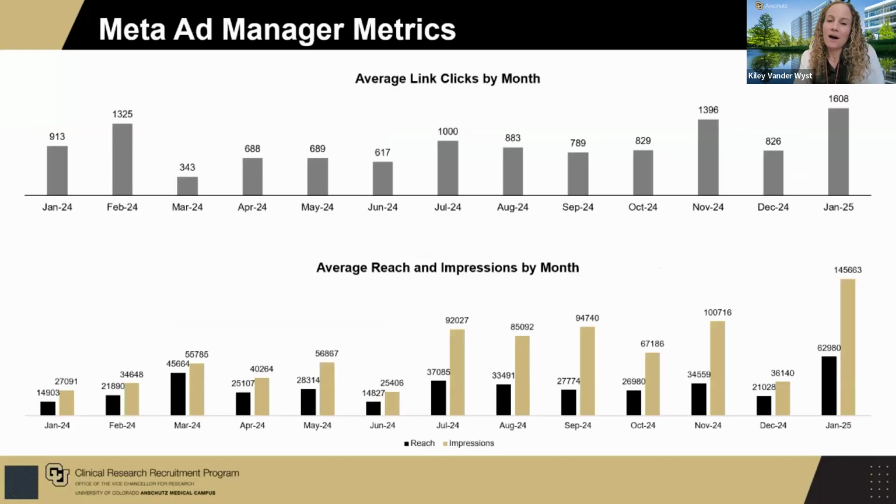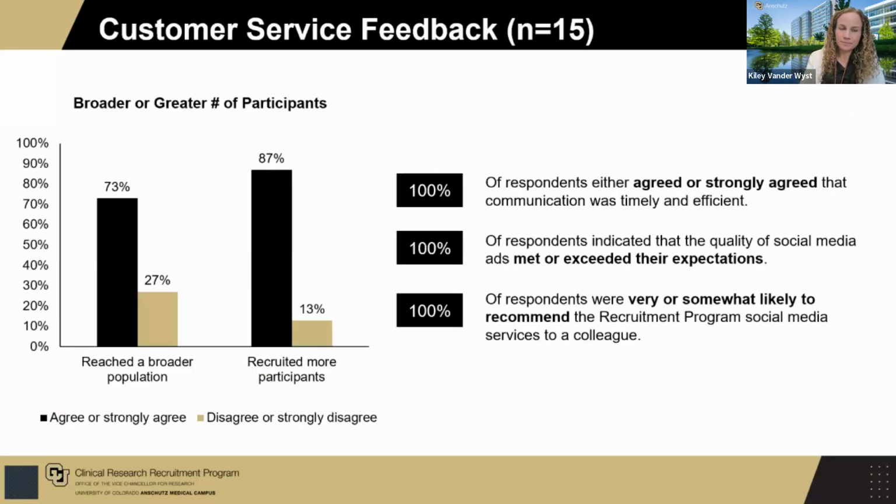I like showing these two graphs. The top graph shows the average link clicks by month, and the bottom graph shows the average reach and impressions by month. This really just shows how far social media can reach and how many people social media can reach. It demonstrates that with a really small budget, with the average budget being $350 per a 6.5 day campaign, you can potentially reach many people with your social media ad.